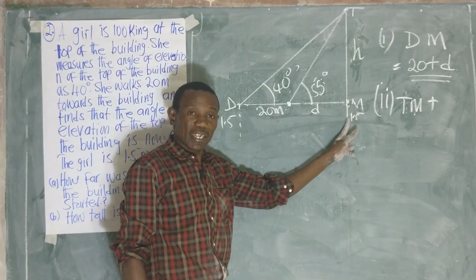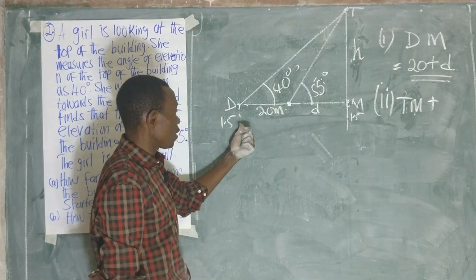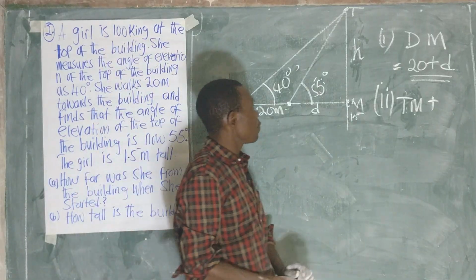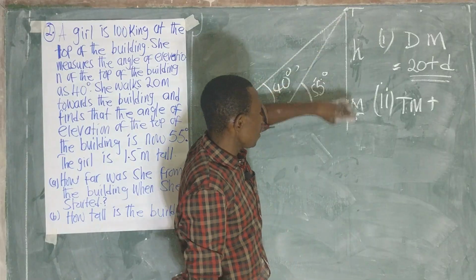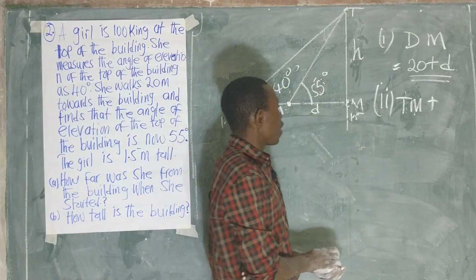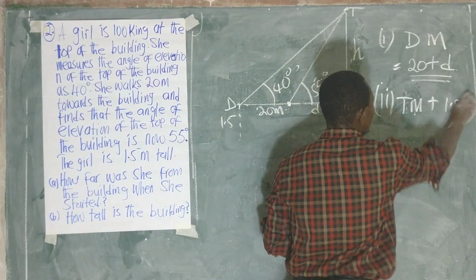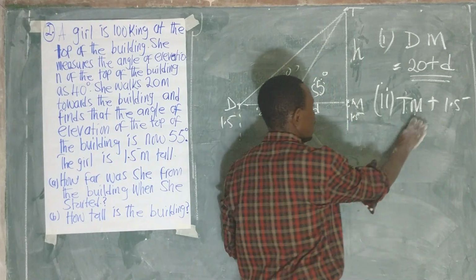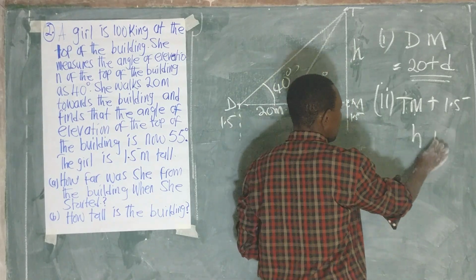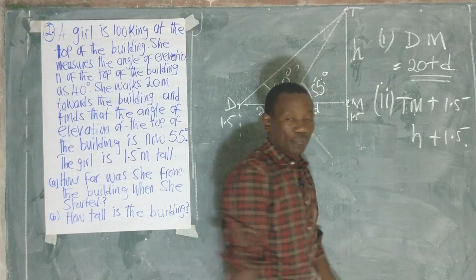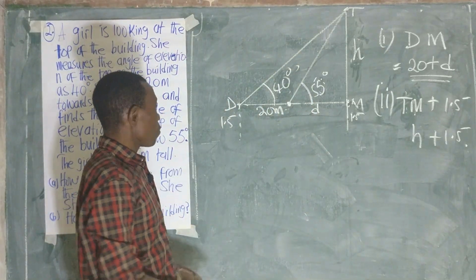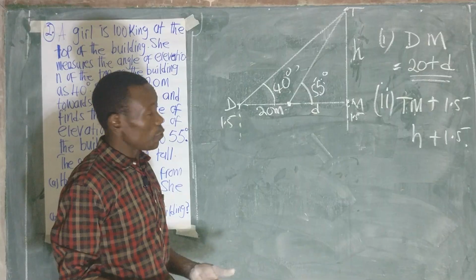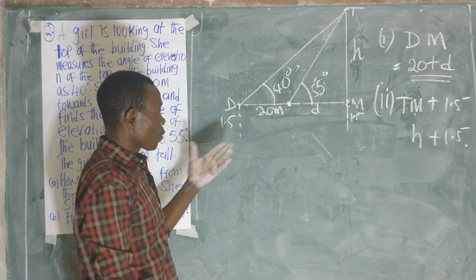Opposite sides of a rectangle are produced by the woman here. So if I'm to work out the height of the building, I should consider TM plus 1.5, where TM is h. So it will be h plus 1.5. Right, that's what we're going to do there. For this problem, I'll just give you the guides and I'll need you to work out on it.